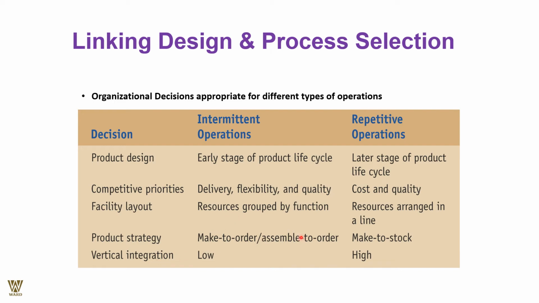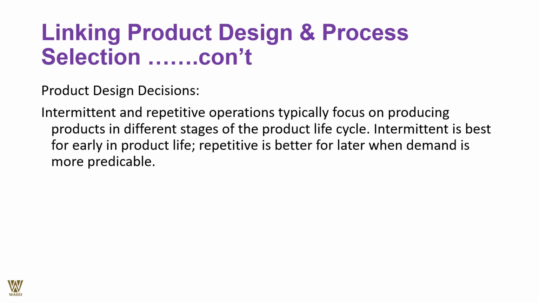Product strategies are make to order and assemble to order for intermediate operations. You have seen the examples where the customer's orders are placed in the middle of the process, where you make half of the product ready, or after receiving the orders, you initiate the manufacturing of the pizza. But the repetitive process is make to stock. You build it, you manufacture it, and keep it ready. The moment the order comes in, you just serve it out. Vertical integration is low in intermediate, whereas it is very high in a repetitive process. So we have these product design decisions. What are they?